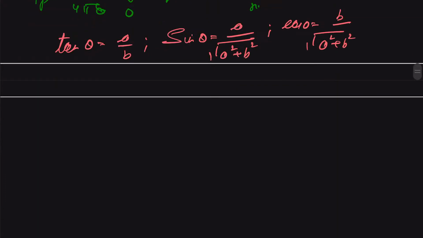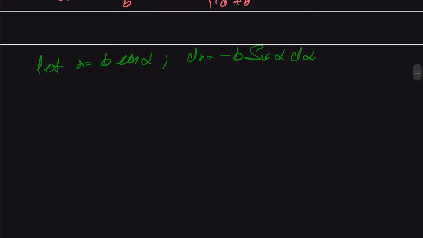So let us assume that x is equal to b cos alpha. Let x is equal to b cos alpha. Therefore we get dx will be equal to minus b sin alpha d alpha. Now we have to switch the limits. So at x equal to 0, we get alpha is equal to pi by 2, and at x equal to b, we get alpha is equal to 0.